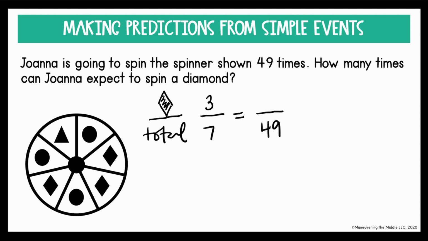And so here we have 2 equal ratios or a proportion, and you can either solve it by cross multiplying and dividing, or I know that 7 times 7 is going to give me 49. So I'm actually scaling it. So I know that 3 times 7 is going to be equal to 21. So I know that we can expect her to spin a diamond 21 times.